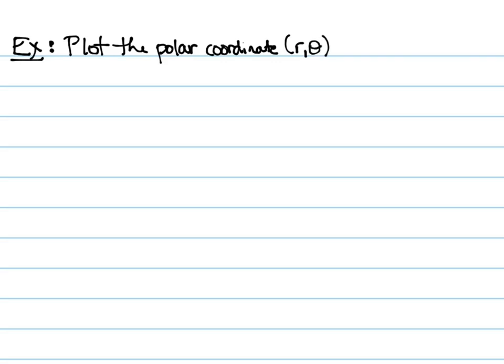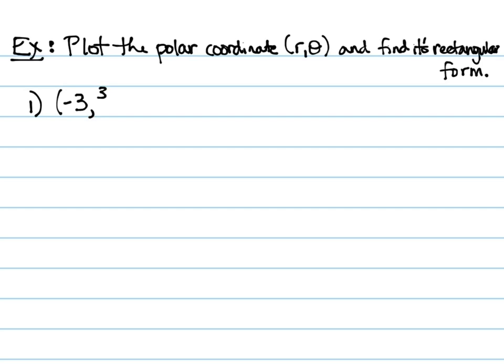R theta, and find its rectangular representation. I'm going to say rectangular form because it's quicker. Okay, rectangular form. And the one that we're going to do is -3, 3 pi over 2. And I mentioned this before about the negatives, and now we have one that's actually going to be plotted with it.